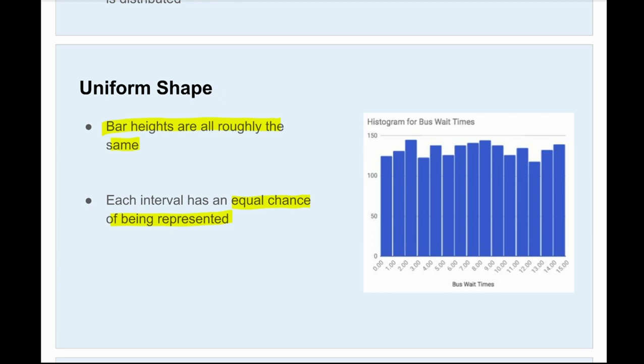This would mean that regardless of when I showed up, assuming that it's just random, if I show up at a bus stop, there is an equally likely chance that I could be waiting anywhere from 0 to 15 minutes based off of my data. Because again, all bars are equally likely, so there's just as much of an equal chance of waiting 6 to 7 minutes as there is from 14 to 15, as there is from 0 to 1 minute. So this is an example of our uniform shape.